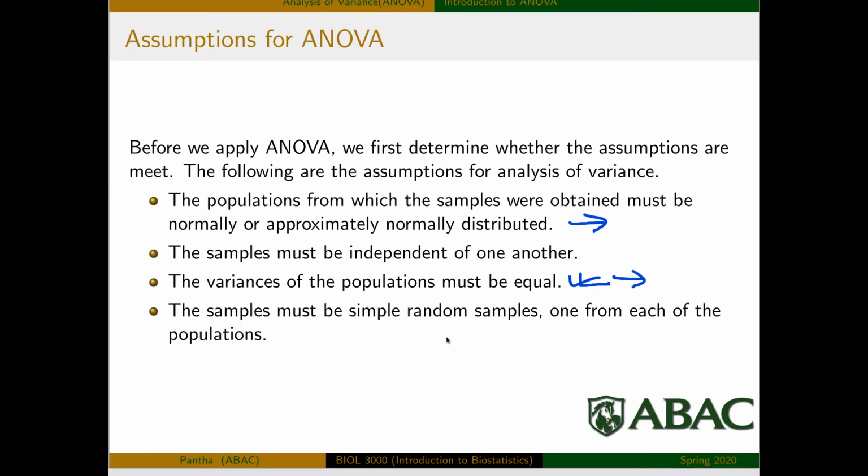The samples must be simple random samples, one from each of the populations, meaning whenever you collect the sample, it must be a simple random sample from the population. So those are the four assumptions you need to satisfy to use ANOVA.